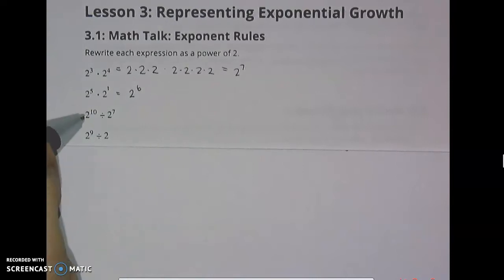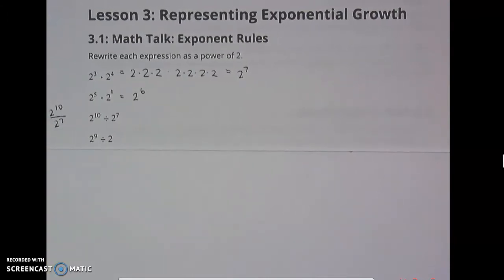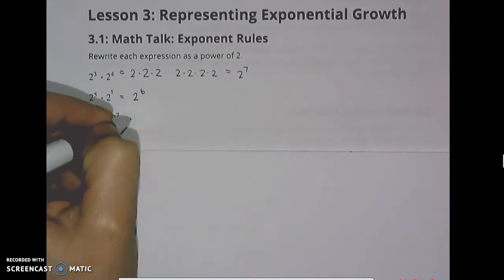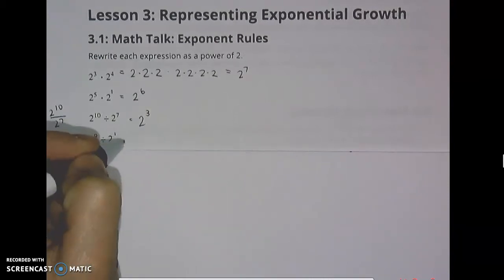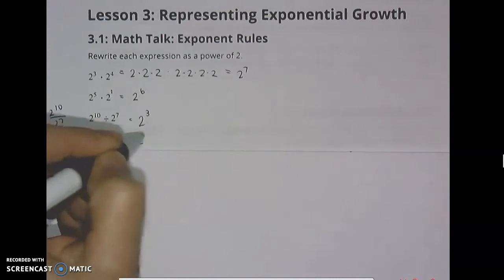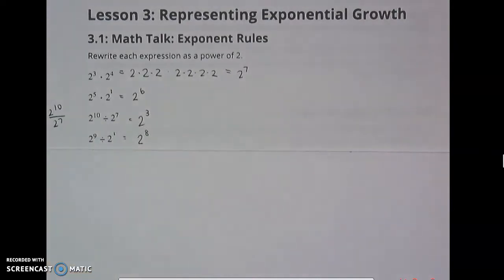Okay, what happens if we have 2 to the 10th divided by 2 to the 7th? What if we write it this way? If it's in a fraction like this, when we have exponents in a fraction, we subtract them. So this would give us 2 to the 3rd. And then our last one, 2 to the 9th divided by 2. Again, remember that's to the 1st. When they're in a division, you're going to subtract the exponents and get 2 to the 8th as our answer there.